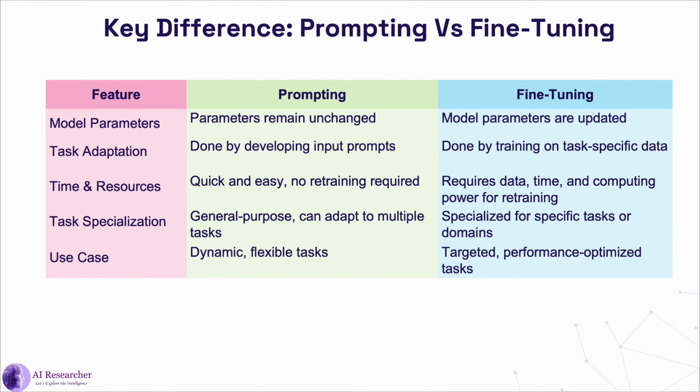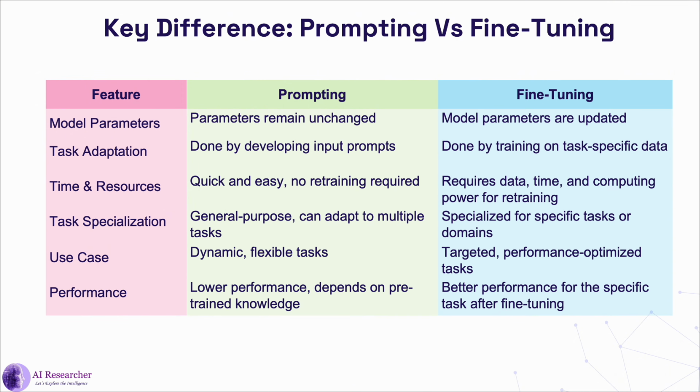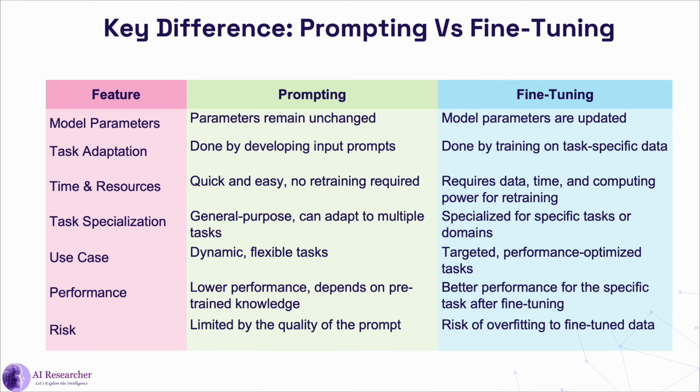About use case, prompting is for dynamic and flexible tasks. Fine tuning is for targeted, focused, performance optimized tasks. In terms of performance, we see that prompting is low in performance because it depends on a pre-trained large language model knowledge base. While fine tuning is better in performance for a specific task, there is also a risk factor that we need to consider in comparison.